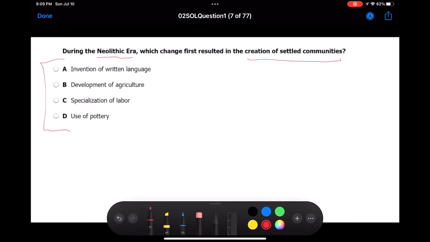So what it's basically saying is, what was the most important thing about the Neolithic era? That's the development of agriculture. Yes, eventually they develop written language. Eventually they specialize in labor, and they do use pottery. But remember, these tests are about the best answer.